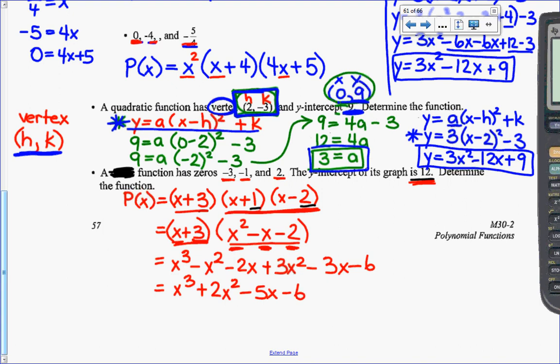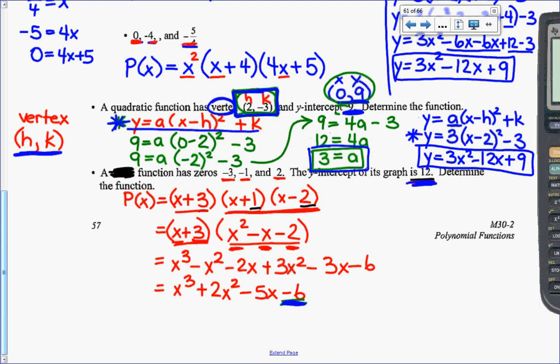It's just like I thought. I end up with a y-intercept of negative 6. This cannot be. My y-intercept is 12. Okay, so right away I need to say, there's something going on here that is going to double this function somehow so that this negative 6 ends up being a positive 12.